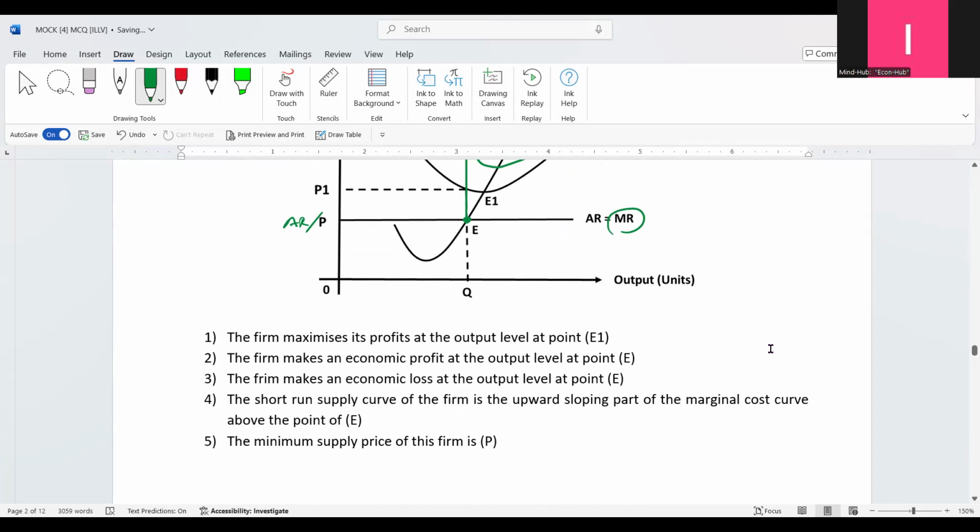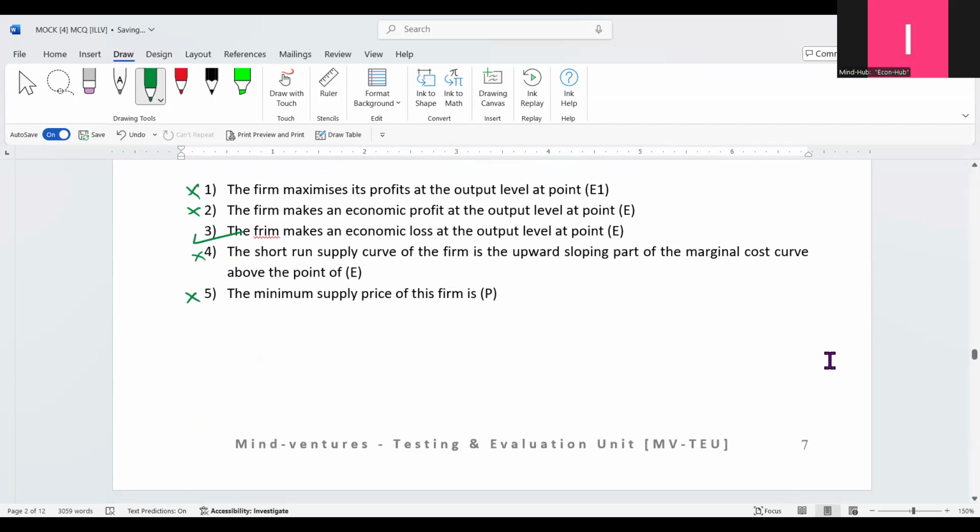So that's wrong. First is out, second is out. Third one, the firm makes an economic loss at the output level at point E. True. Subnormal profit, massive economic loss. The short run supply curve of the firm is the upward sloping part of the marginal cost curve above E1, not E. So that's wrong. The minimum supply price of the firm is P? No, it's P1. So that's also wrong. Correct answer number 3.